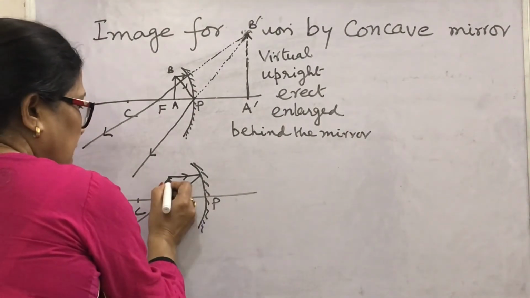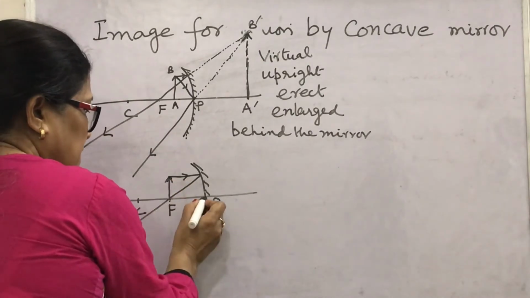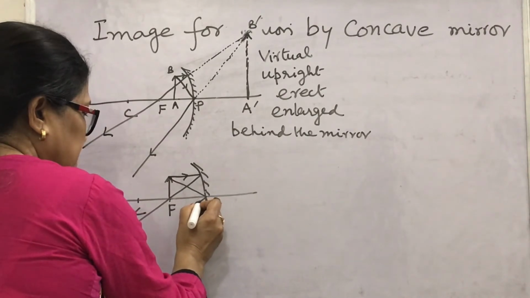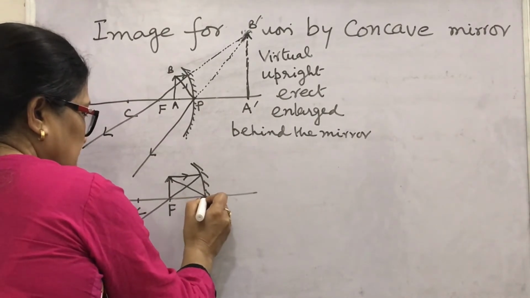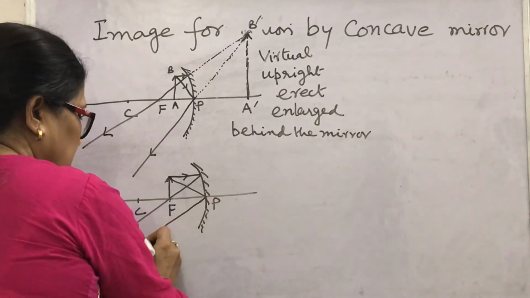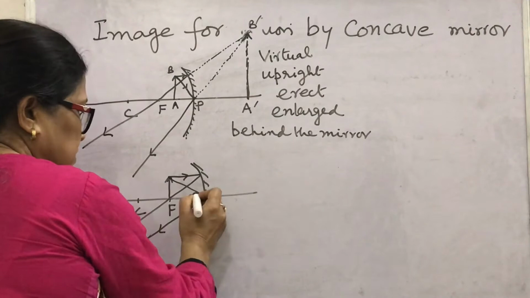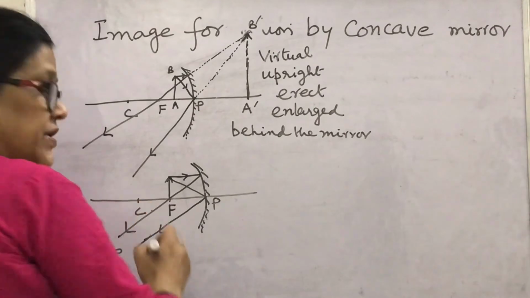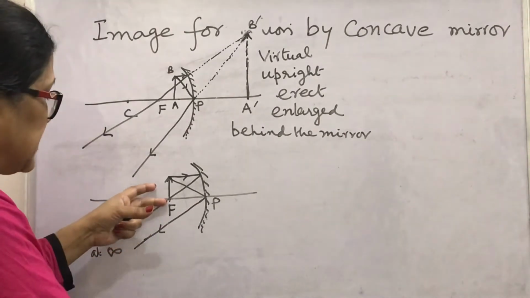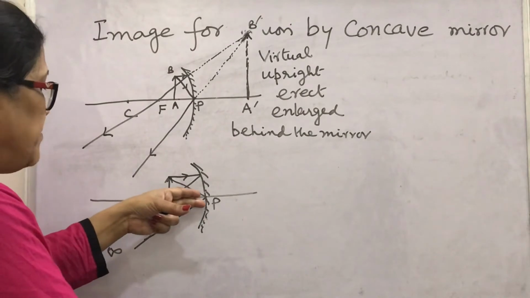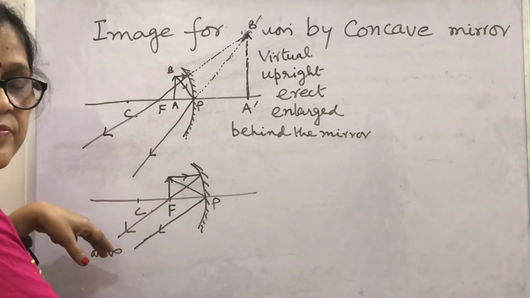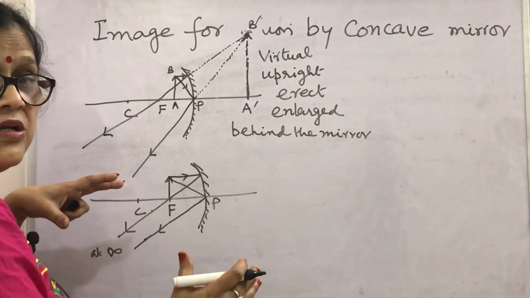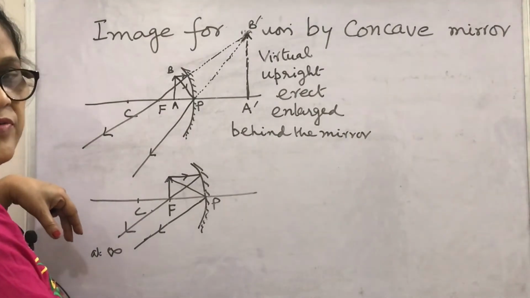Similarly, you can take another ray from this object at the pole. It will strike here at the pole and it will reflect from the pole. So this ray is reflected at the same angle. Making the same angle from the pole, these two rays will meet, it is said, at infinity. So if the object is placed at focus, the image will be formed at infinity. This image will be real, very large and at infinity.